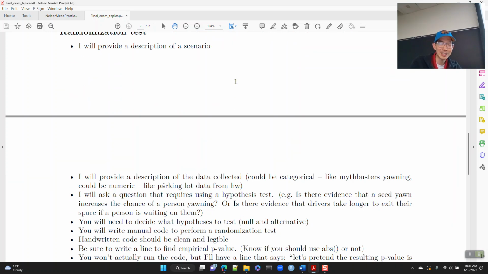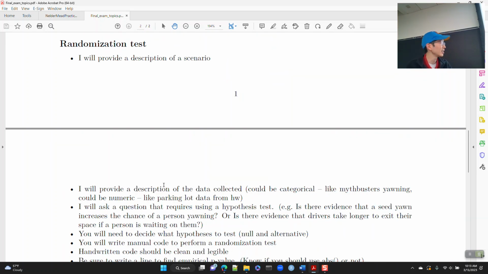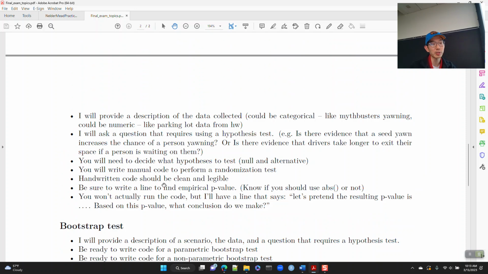And this is always a little bit of a risky thing to do in an exam, but I'm going to ask you to write a few lines of code by hand, okay? And you'll have to do either, well, actually probably both of these things, a randomization test and a bootstrap test.